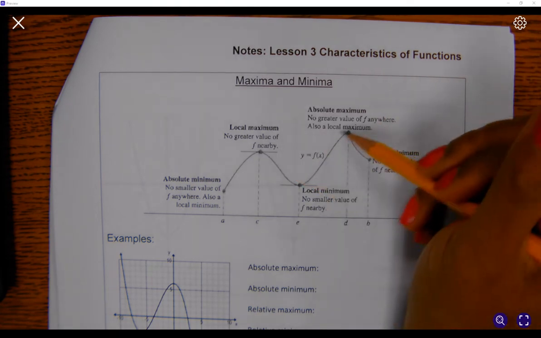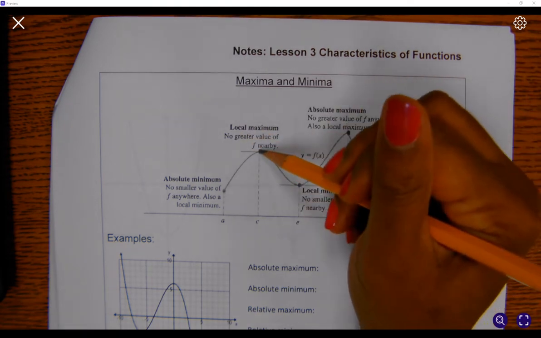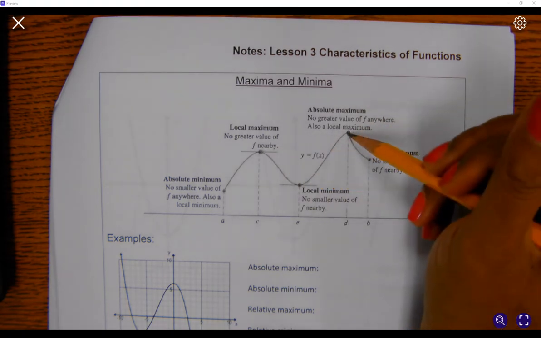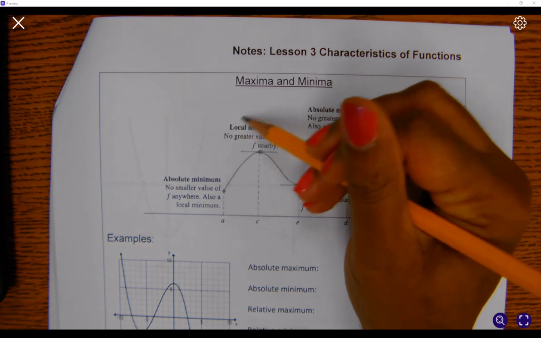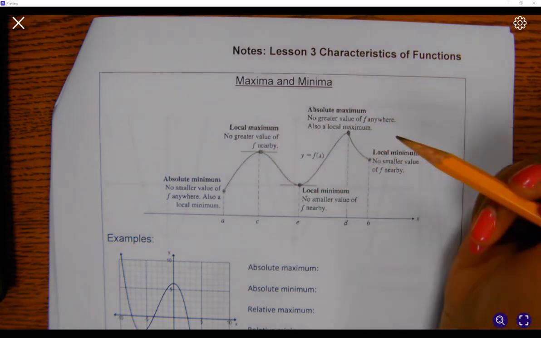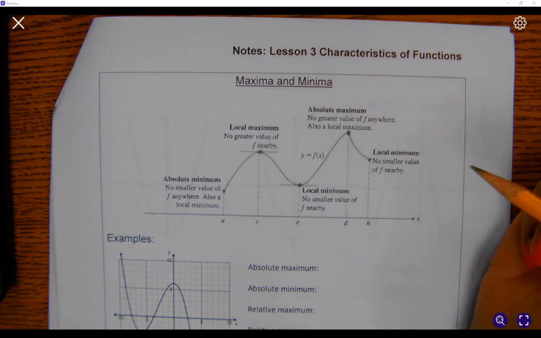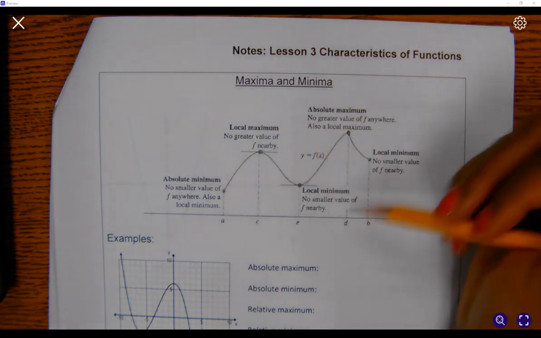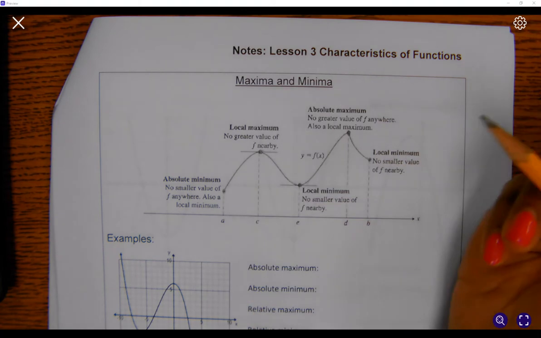And then a maximum here, this is a local maximum because this is a hill, it's a high point, but it is not the highest point. So we call this a local maximum, and then absolute maximum. This is the highest point on the graph. Sometimes you have them, sometimes you don't, so we just have to look at the graph and see.